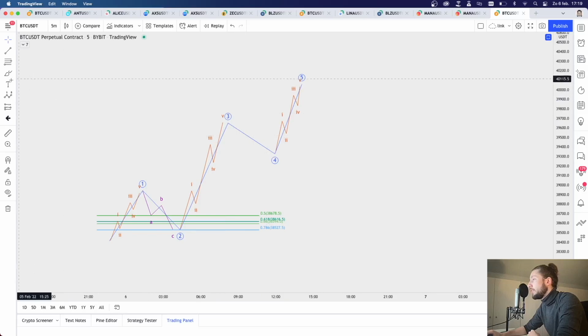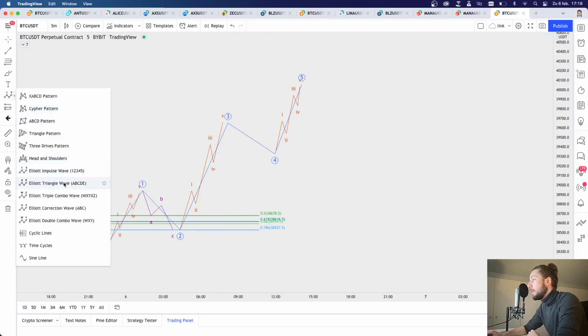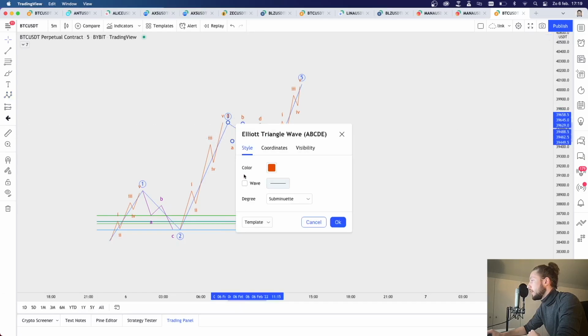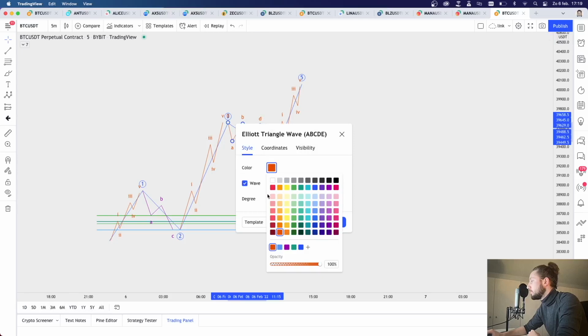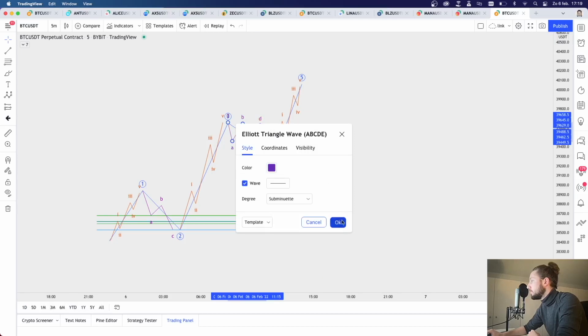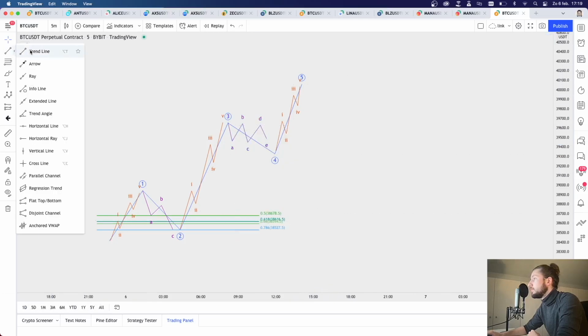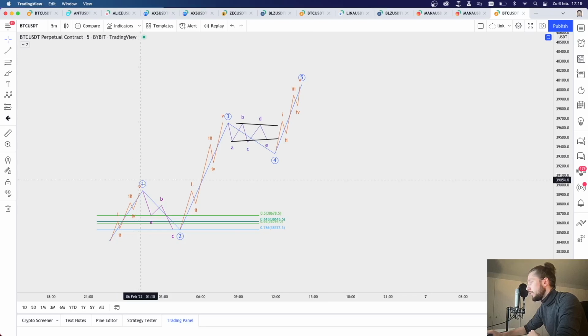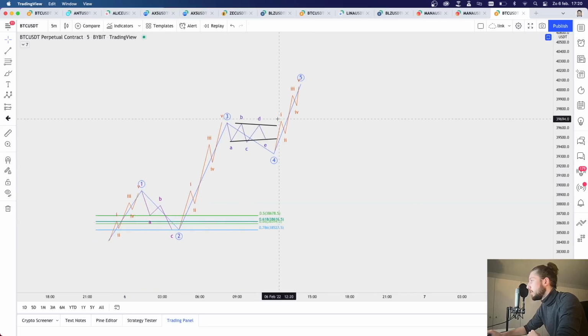And here the fourth wave, we might make something like this. This is called a triangle. So if this one is steep to the downside, then this will be a consolidation, or rather a sideways move.